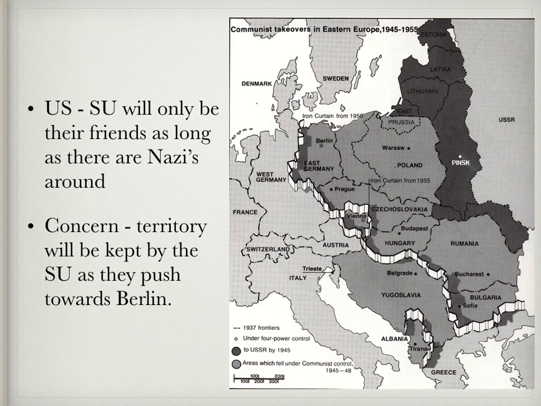And as they push closer to Germany, any country they've gone through will now be shrouded behind what's going to be known as the Iron Curtain. So if you look on this map here, we can see the communist takeover in Eastern Europe from 1945 to 1955. As the Soviet Union pushes back to Germany, all those nations will now find themselves behind what's known as the Iron Curtain. This is going to play a huge role in the Cold War that's going to be born out of the ashes of World War II.